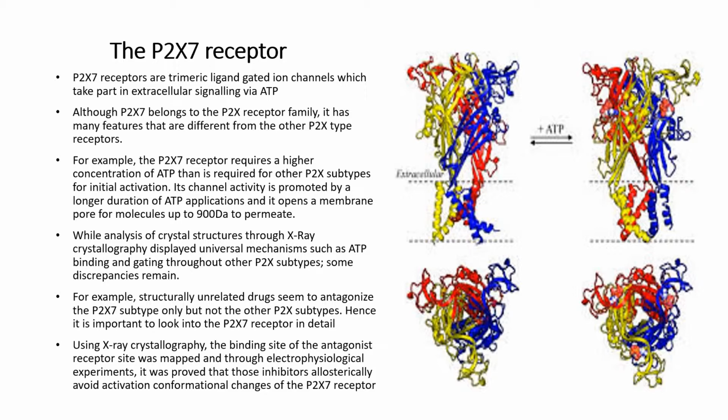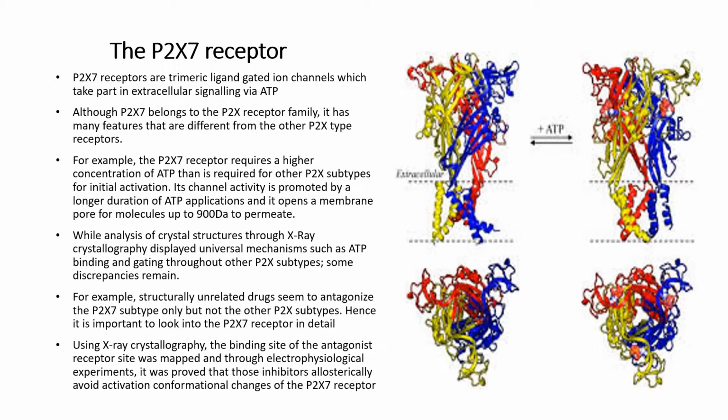P2X7 receptors are trimeric ligand-gated ion channels which take part in extracellular signaling via ATP. Although P2X7 belongs to the P2X receptor family, it has many features that are different from the other P2X type receptors. For example, the P2X7 receptor requires a higher concentration of ATP than is required for other P2X subtypes for initial activation. Its channel activity is promoted by a longer duration of ATP applications, and it opens a membrane pore for molecules up to 900 Daltons to permeate.